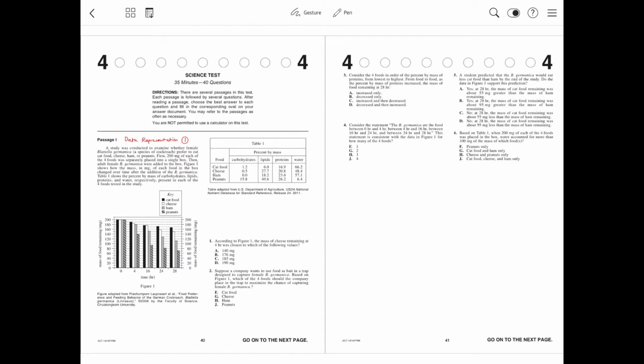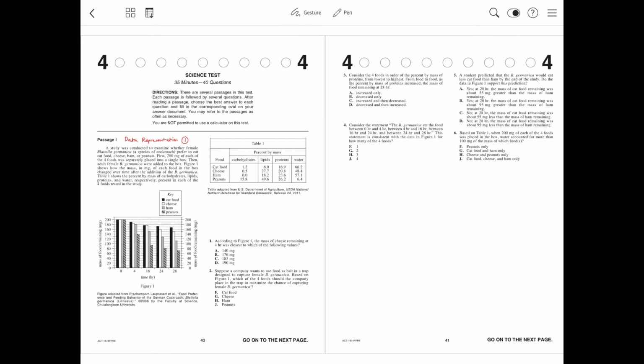Right here I have the 2019 to 2020 official release practice test from the ACT website. I'm going to drop the link down below so that you guys have access to this practice test and you can take it whenever you have the time to. Each passage has about 6 to 7 questions for a total of 40 questions on the whole science test.